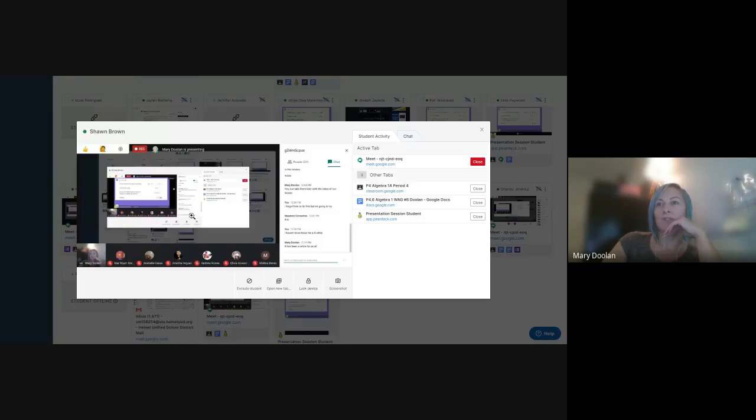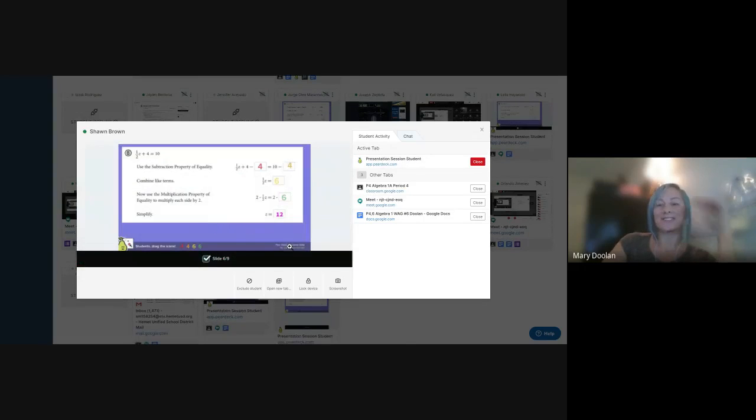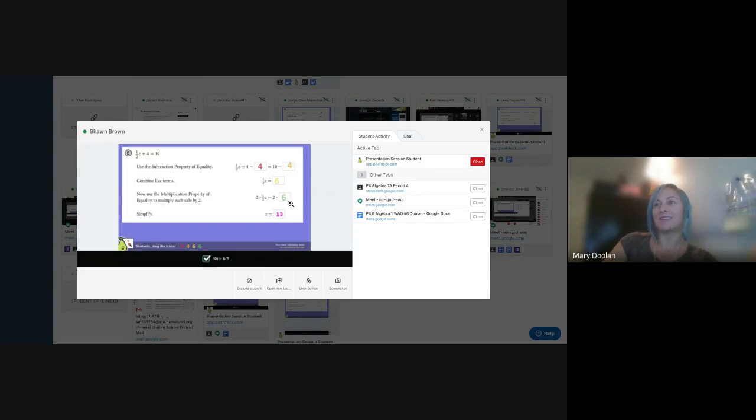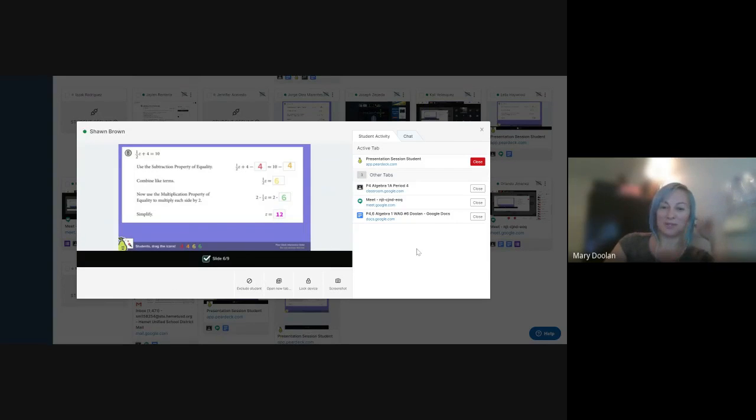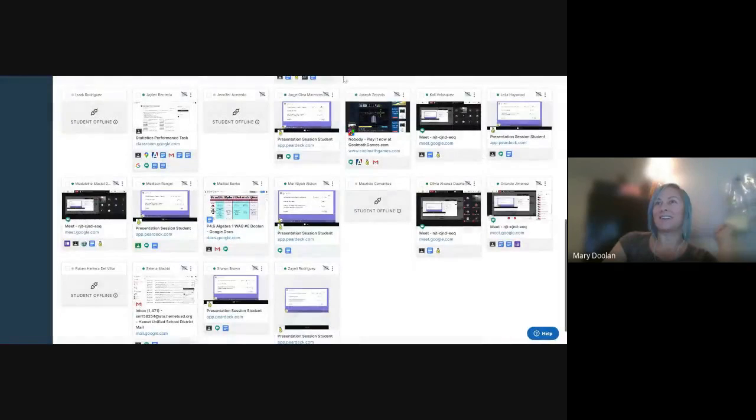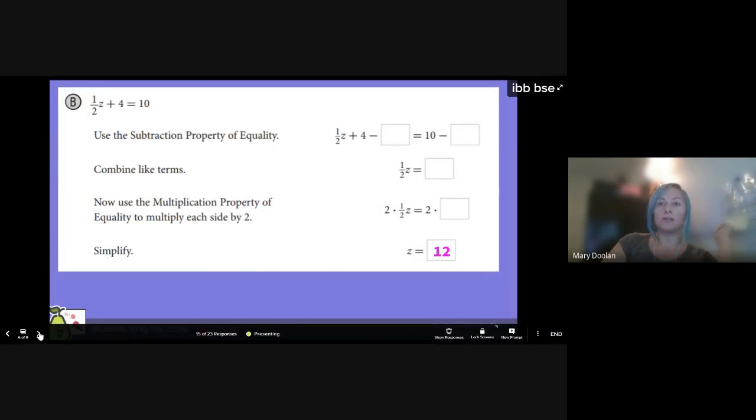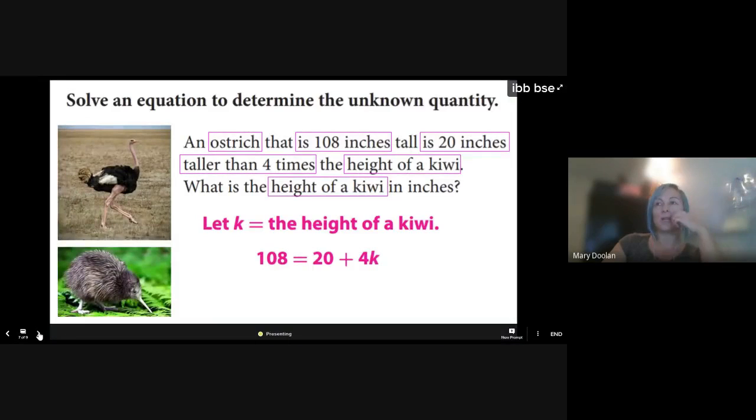So if I come over to Sean's, Sean, go back to your Pear Deck slide. Oh yeah, now you created this weird thing that goes in forever. So if we subtract 4 from both sides, great. And then combining like terms, 10 minus 4 is 6. And then we simplify it all the way down to z equals 12. So this was a tough one to try to show everyone's work at the same time, but good job, Sean. All right. Let's go back to our Google Meet or to the presentation.